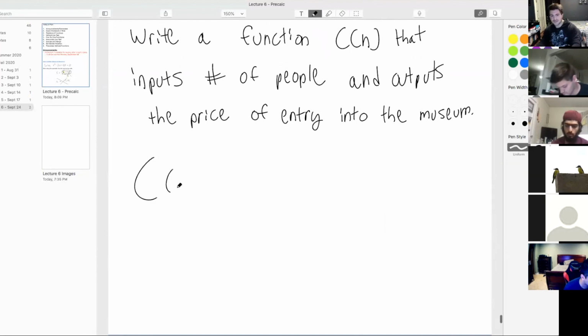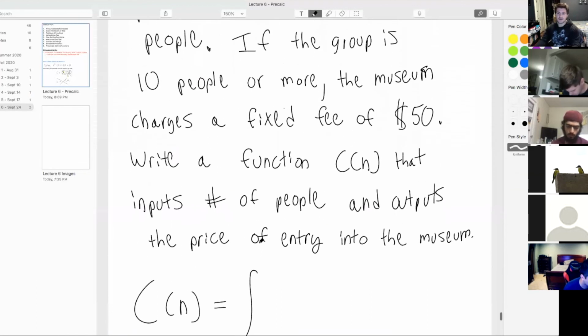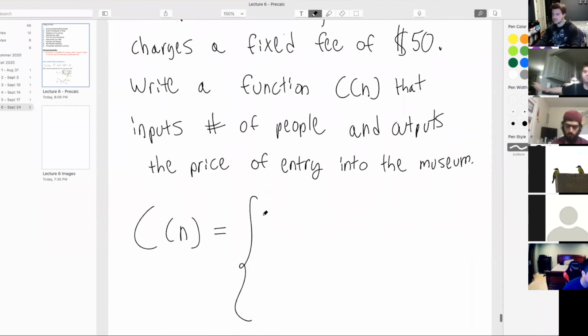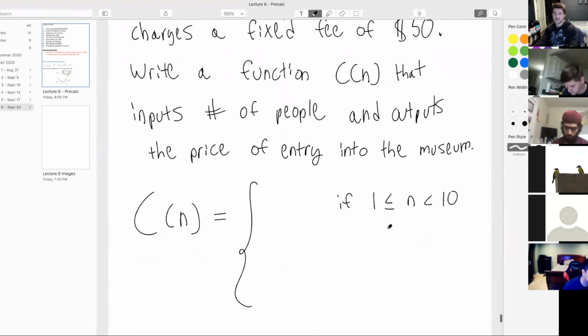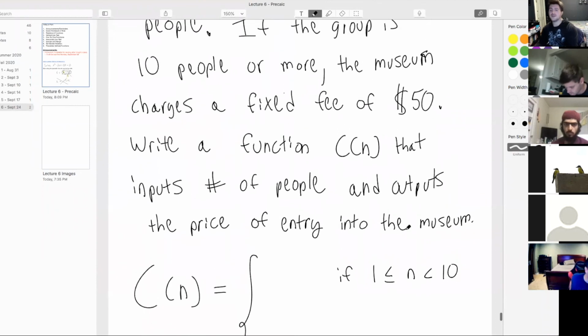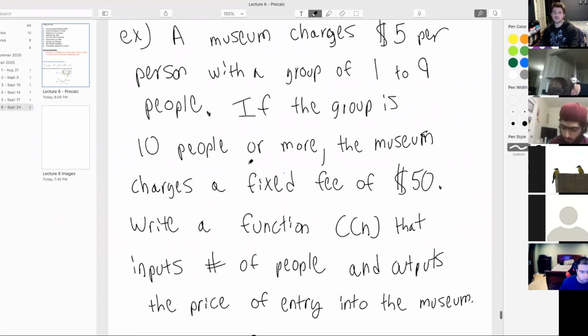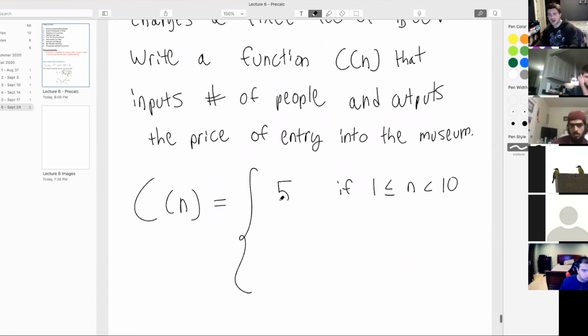So this is going to look like C of n is equal to, it's going to be a piecewise function. We're going to chop our domain up into these pieces. So first of all, if n is between 1 and 10, not including 10. If we come in with 1 to 10 people, not including 10, the museum will charge us 5 per person. So that would just be 5 times n.